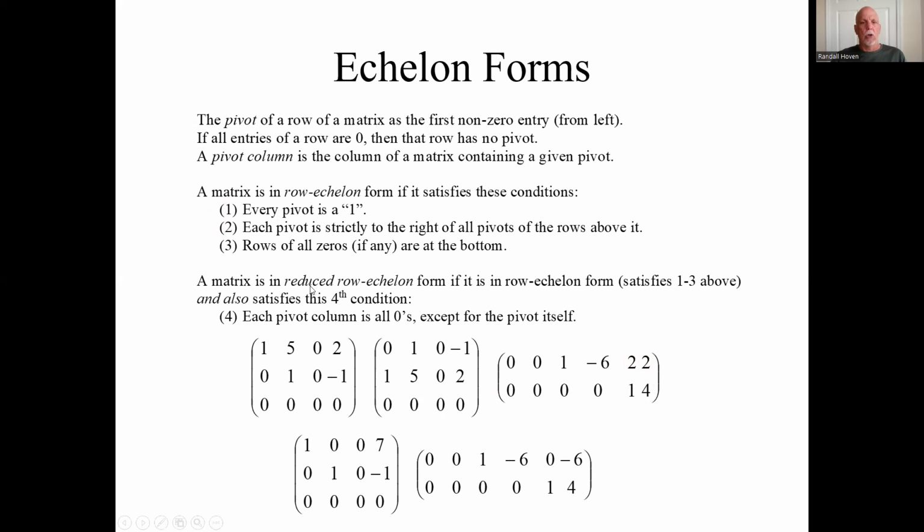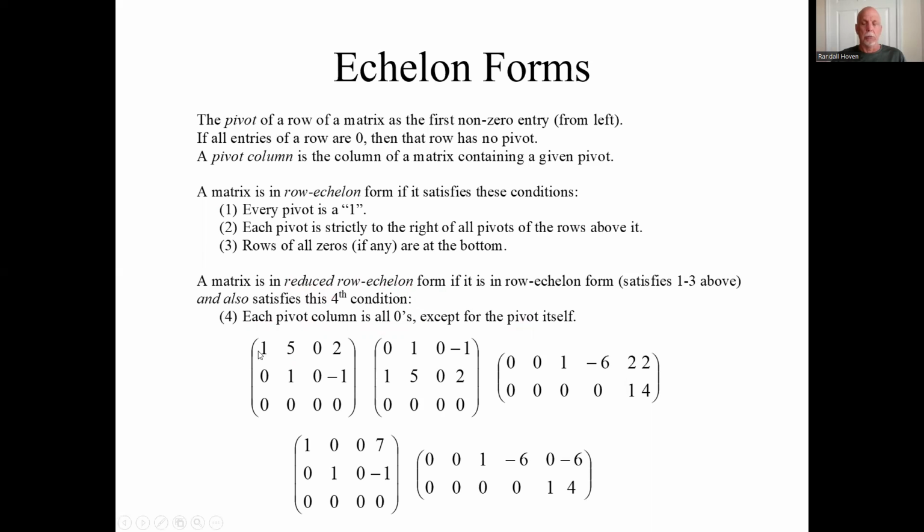Then there is reduced row echelon, which adds one more criterion. It satisfies all these, so it's in row echelon form. It's in reduced row echelon form if each pivot column is all zeros, except for the pivot itself.